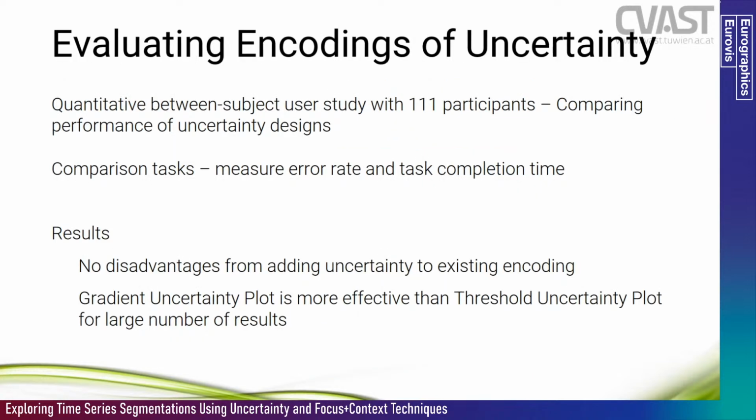We have evaluated our encoding of uncertainty in a quantitative between-subject user study. The study included 111 participants, and we compared the performance of the different uncertainty designs. We defined different comparison tasks and measured error rate and task completion time. In summary, the results show no disadvantage from adding uncertainty to existing encodings, and the gradient uncertainty plot is more effective than the threshold uncertainty plot for a large number of results. More details can be found in the paper and in the supplementary material.